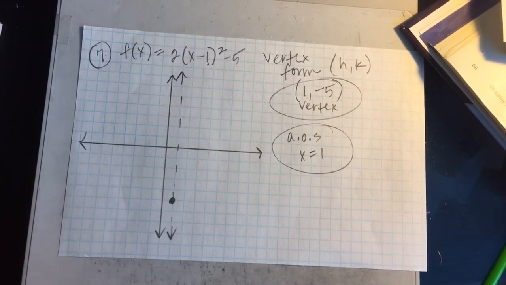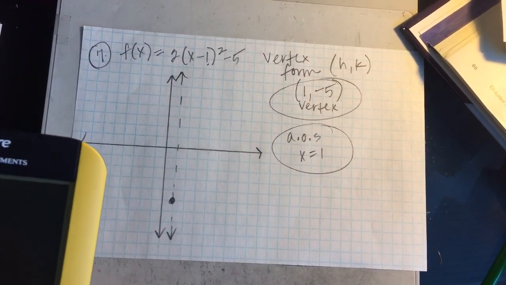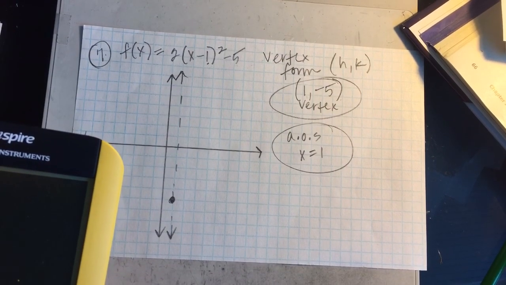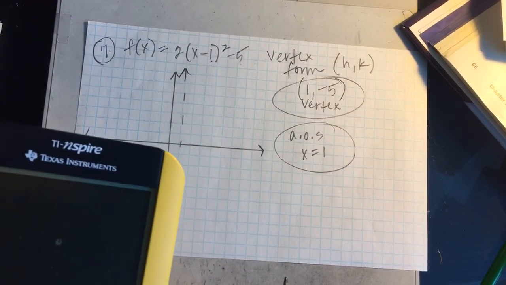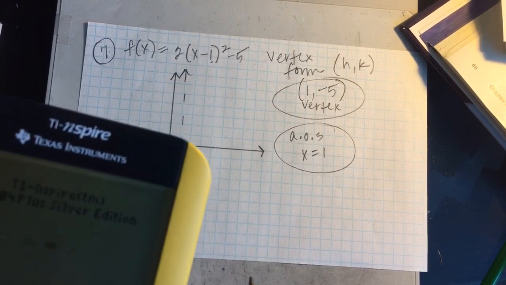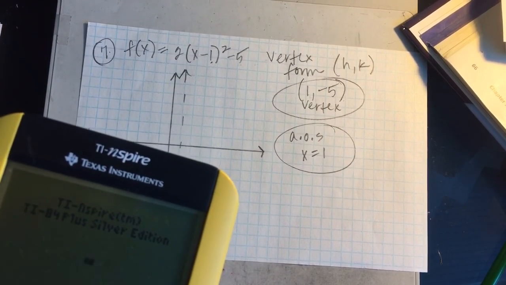I am simply waiting. Has anybody put this in y equals yet? Still waiting on my calculator. Gosh, I could probably almost do it before. There we go. The vertex is at 1, negative 5. Oh my goodness, this is absolutely taking forever.